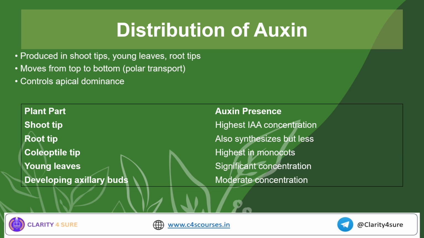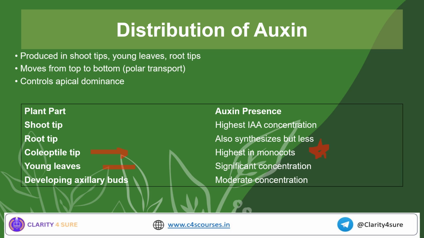There can be a question asked here: which of the following crops has the highest distribution or presence of auxins in their coleoptile tip? So you should know that the coleoptile tip is present in monocots. Okay. So in this way you can eliminate the question options here.